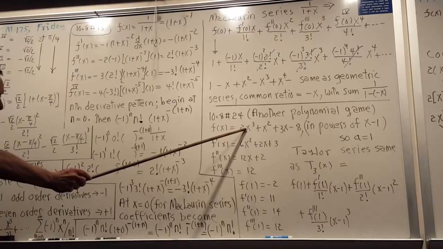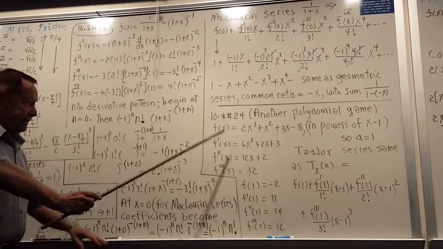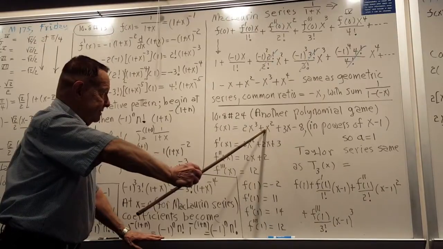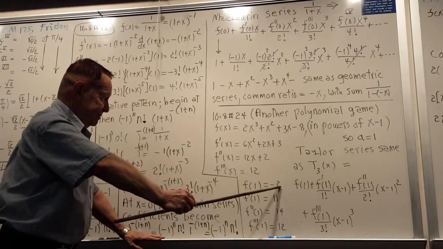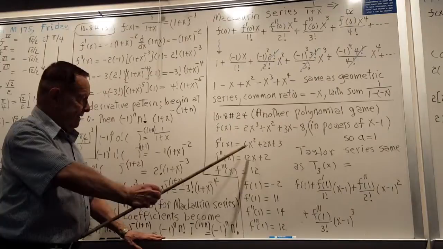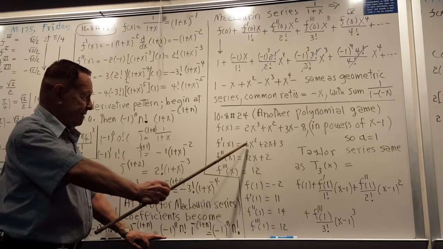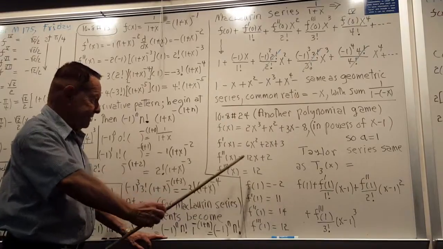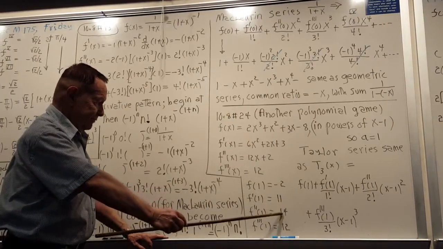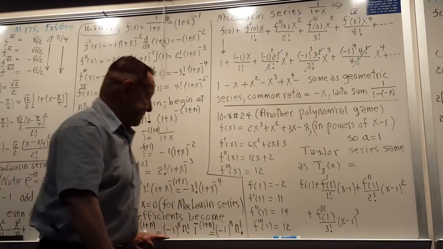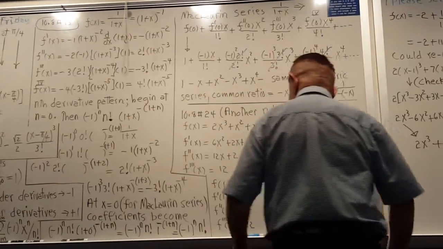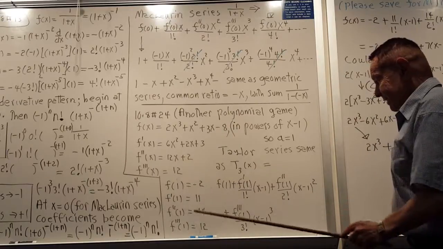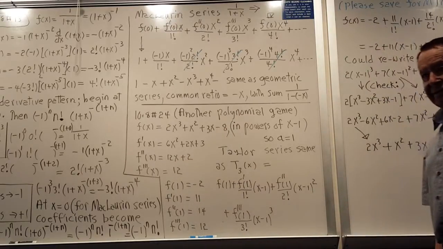So your f of 1 is 2 and 3 are 5 and 1 are 6 minus 8, so it's minus 2. And then your f prime is 6 and 2 and 3 is 11. F double prime is 14, and f triple prime is the derivative of the 12x, so it's 12. And then they'd stop.